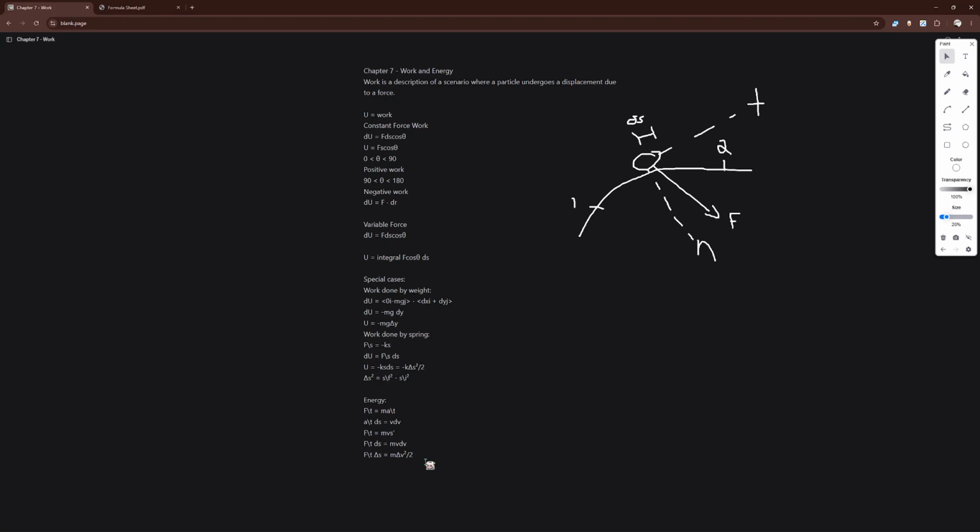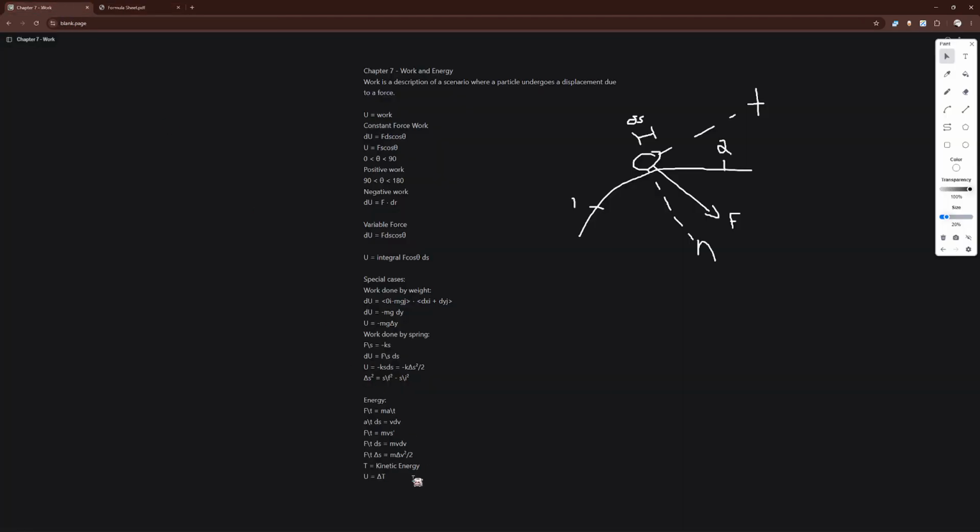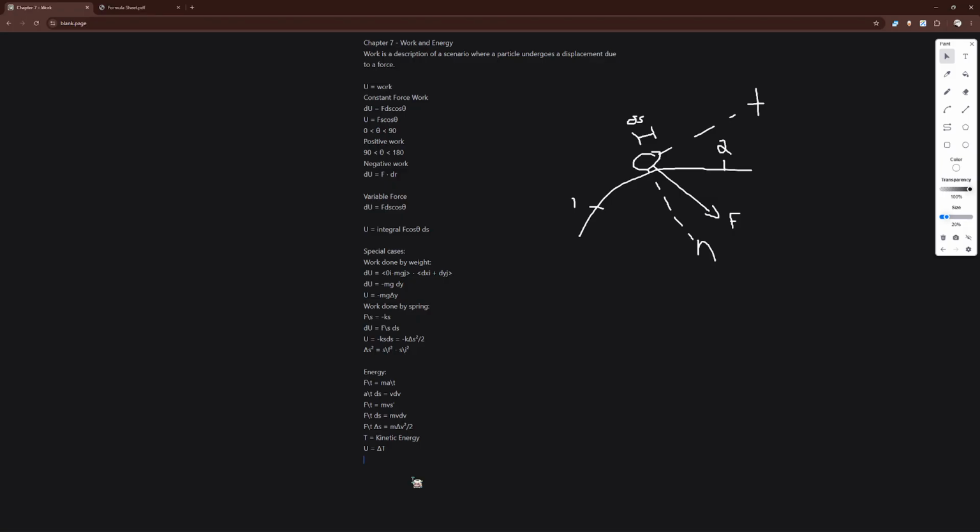So what is this telling us? It's telling us that the sum of work, so all work, is equal to delta T, where T is kinetic energy. U is equal to delta T. If we take T1 to the other side, it would be U is equal to T2 minus T1. This is the principle of work and energy. That is how you can relate the two things. It's a very important principle, and a lot of questions are going to use this, so it's important to know that.